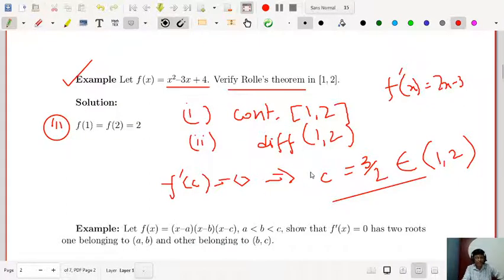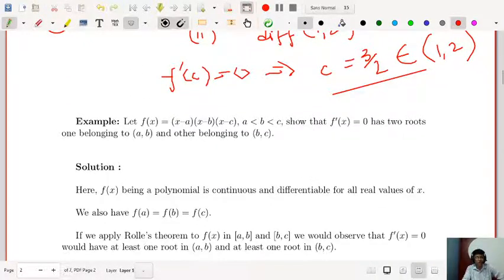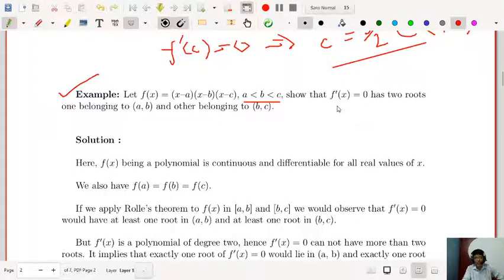Okay, let's have another conceptual problem. Look at that. f(x) is given by (x minus a)(x minus b)(x minus c), and a less than b less than c. It's a product of factors, x minus a, x minus b, x minus c. Show that f dash x equal to 0 has two roots, one belonging to the open interval (a, b), another belonging to (b, c).